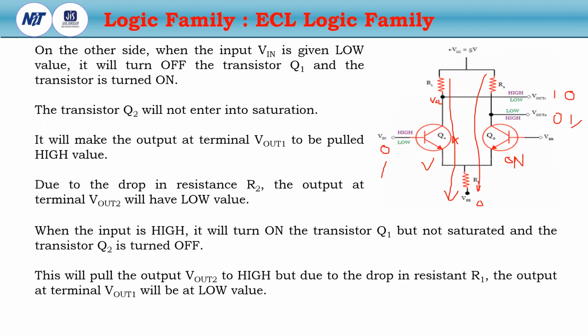When this will be on, this will be off. When this will be off, this will be on. Due to the emitter coupled logic and the current limiting resistors RE, it will prevent one transistor from going into its saturation mode. Okay. When Q1 is in saturation, then it will prevent Q2 from going to the saturation. When Q2 is in saturation, then it will prevent Q1 from going to saturation. So for this reason, we will get the inverting and the non-inverting output.